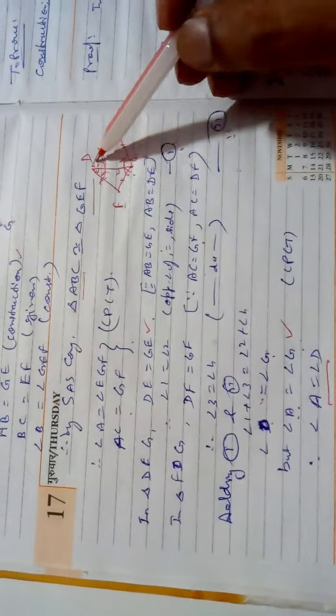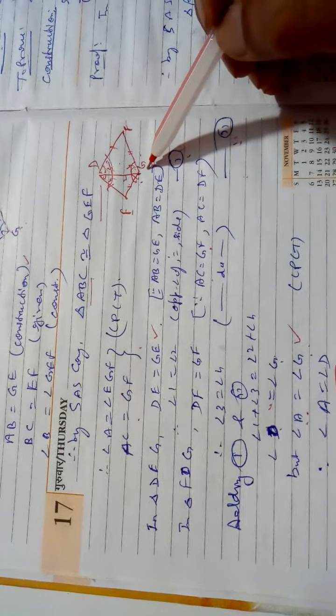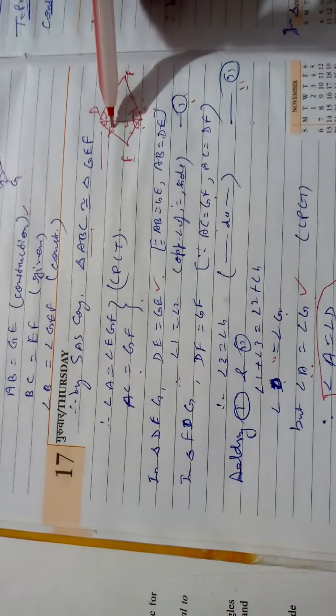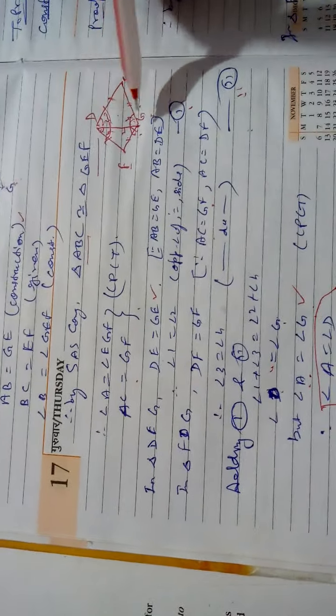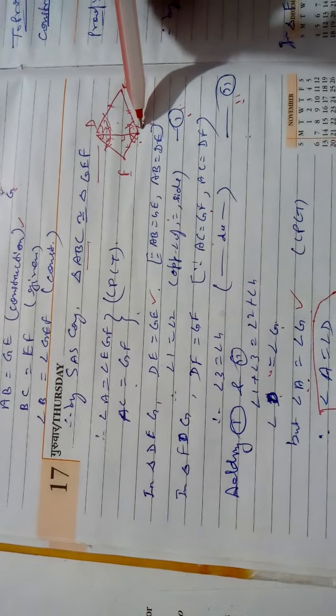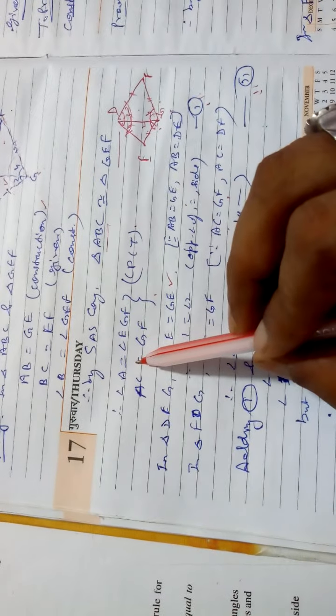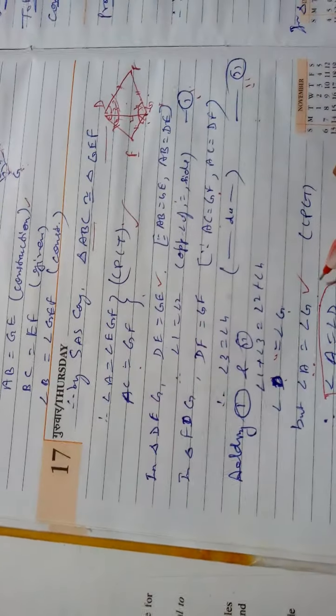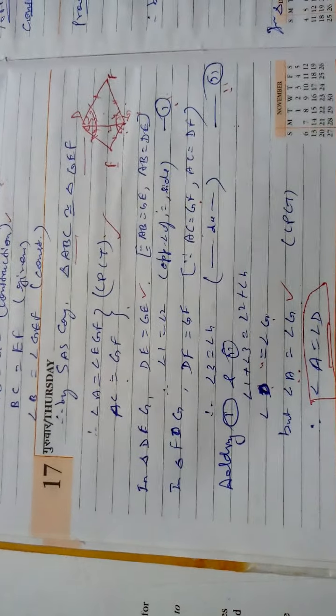So what are you getting? Again you see, 1 plus 3 is angle D and 2 plus 4 is angle G. D is equal to G you have proved. G is equal to A by CPCT, and then by this and this result you are getting A is also equal to D.